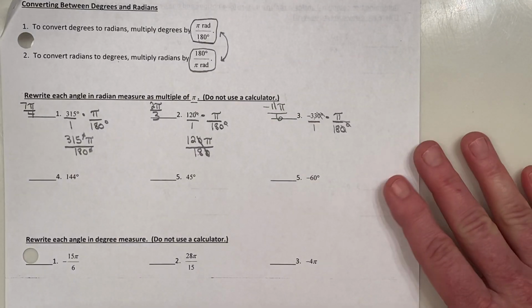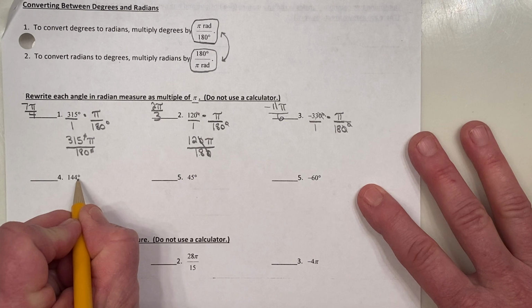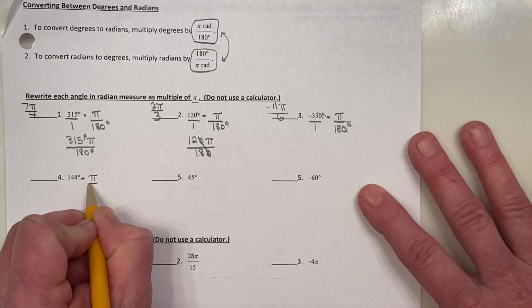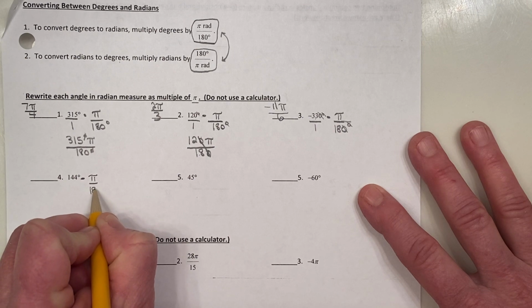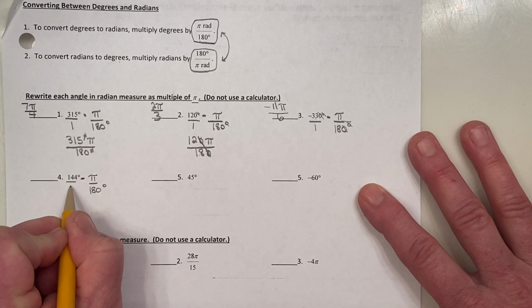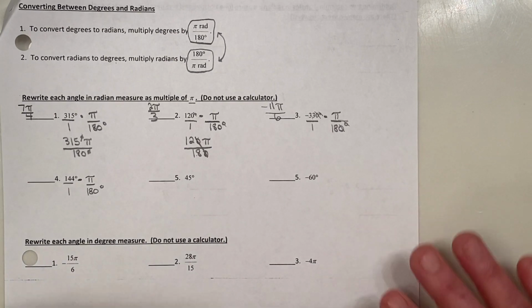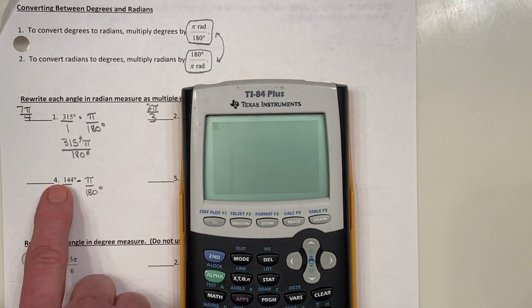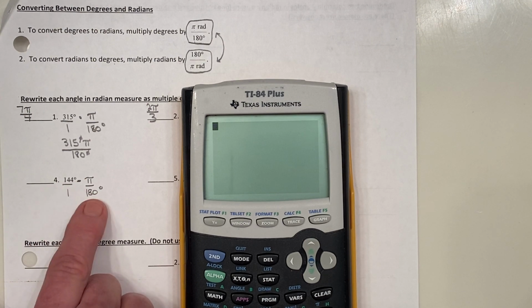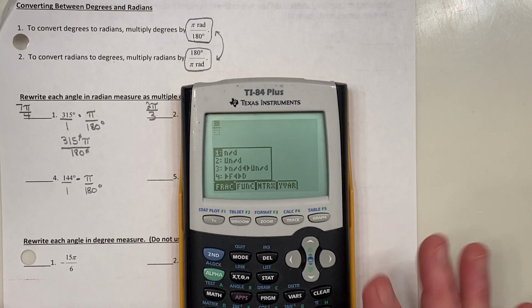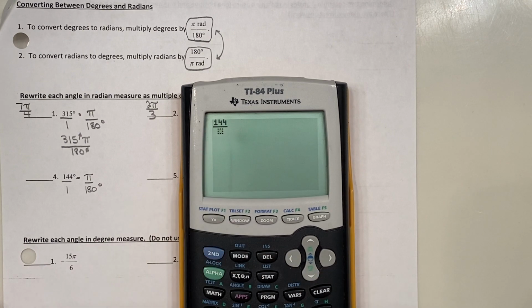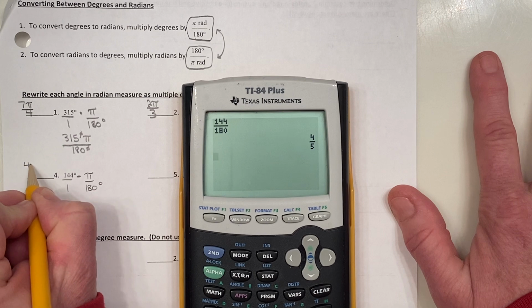Okay, 144 degrees is not one of the degree measures on the pi over 6 or pi over 4 circle, so I know I can't check this one. So for that one, instead of just dividing this out by hand, which I know both these numbers are even, so 2 would divide out of each of these, I'm just going to let the calculator do that for me. Yes, you can use the calculator for this one. Remember, leave off the pi, otherwise we'll get a decimal. So we've got 4 pi over 5.